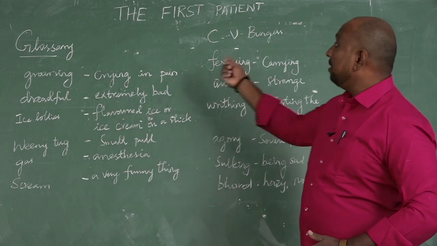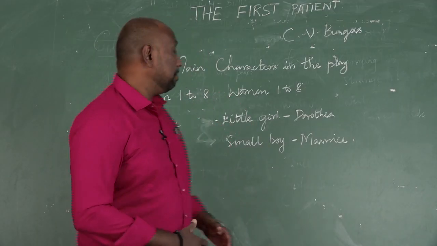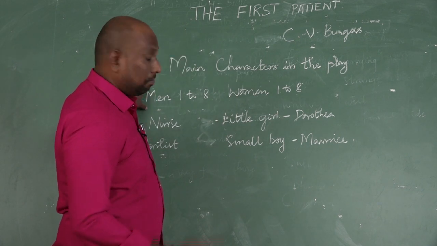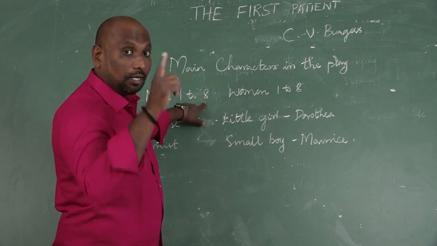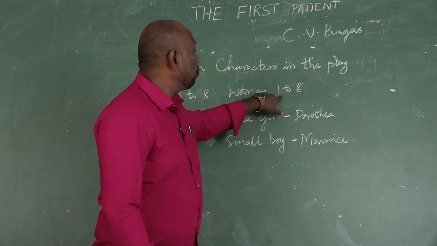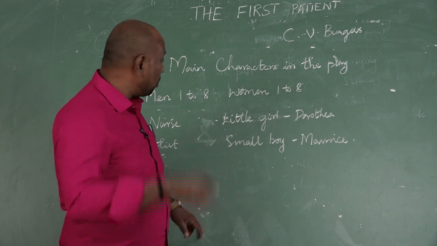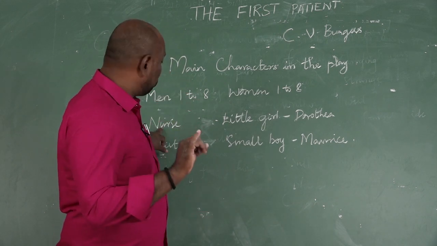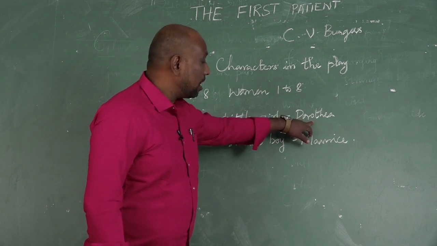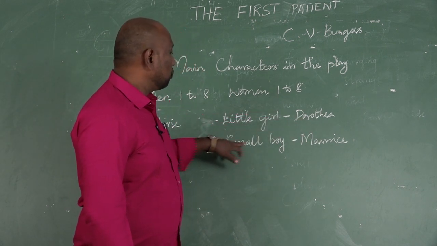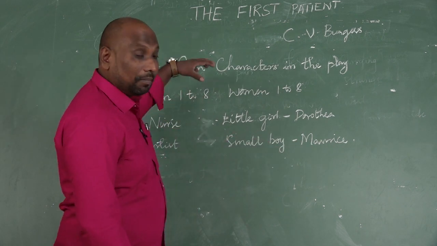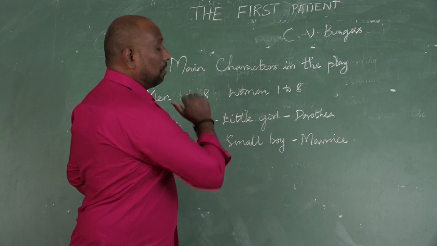Before going to the story, we must know the main characters of the play. What are the main characters? Men 1 to 8. There are 8 men in the play, and women 1 to 8. It means 8 women are in this play, and a nurse, and a dentist, and a little girl, Dorothea. Her name is Dorothea. A small boy named Maurice. So these are the characters involved in the play.